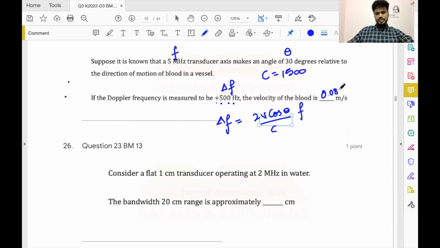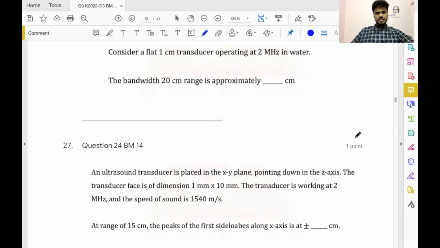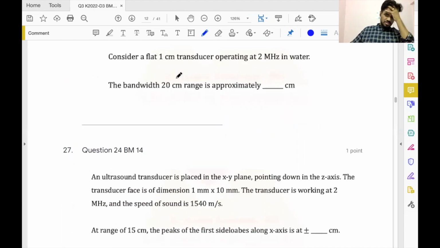0.089 meters, at least 3 decimals. Consider a flat 1 centimeter transducer operating at this bandwidth. Doesn't make sense, there's a typo here. So this is the beam width at a range of 20 centimeters.